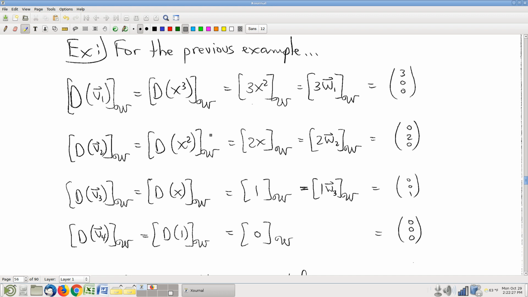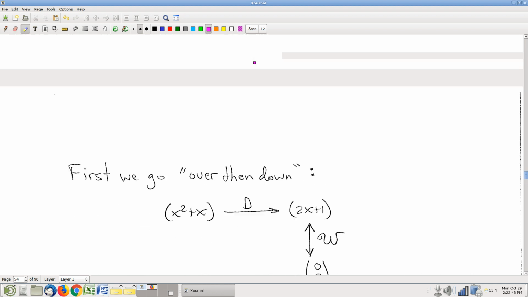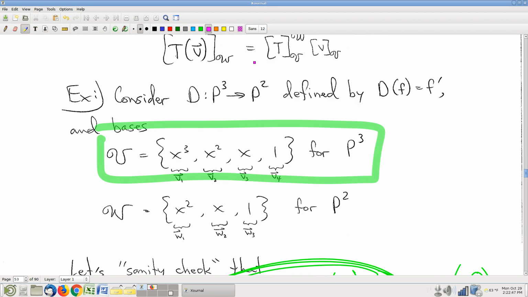So recall that previous example we were looking at. We had D was the act of differentiation. We were applying this to, from P3 to P2. We had bases picked out for the domain and the target. And so here we go. The input basis vectors. Let's go back to where we were.